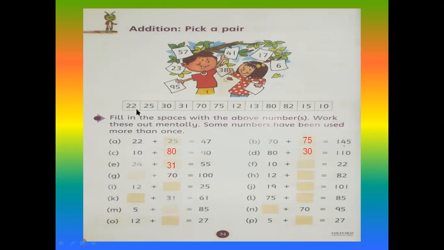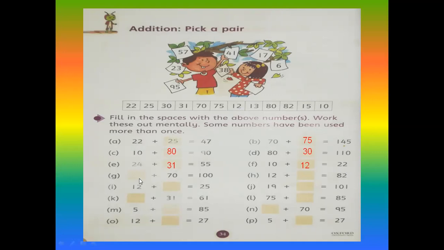This is already 22. No, 5, 0. This one, look, 12. The first digit 2. So 2 plus 0 is 2, and 1 plus 1 is 2. So what will come here? 12. So 10 plus 12 is equal to 22.